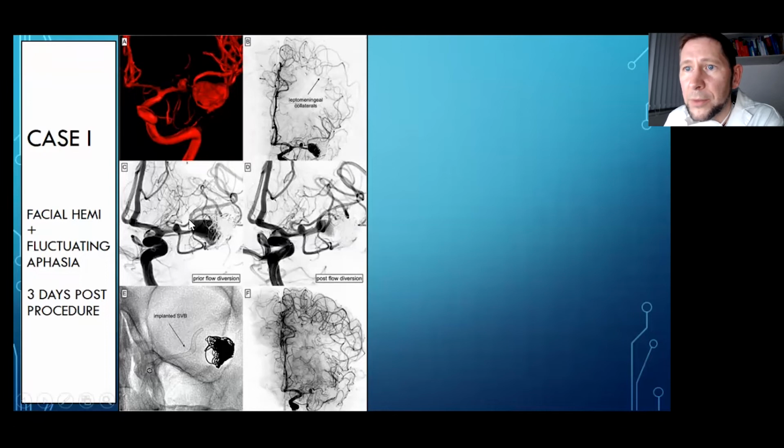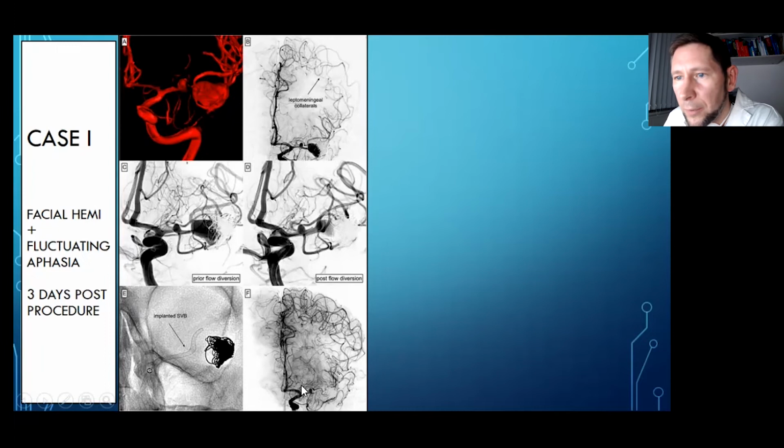So prior to flow diversion, you can see that there are these collaterals. Post-implantation of the flow diverting stent, you can see that the aneurysm is opacified less directly after implantation. This is the implanted Silk Vista baby, so from the superior trunk of the MCA into the M1. And as I said, 3 days post-procedure, you can see that the distal M1 is no longer opacified anterogradely, although the proximal M1 is opacified regularly.